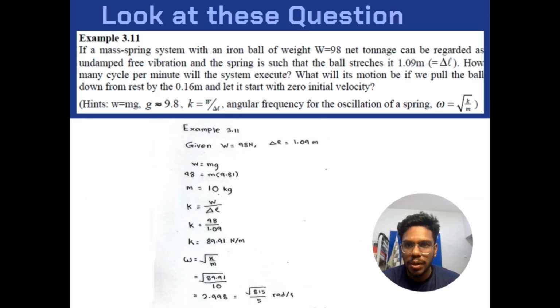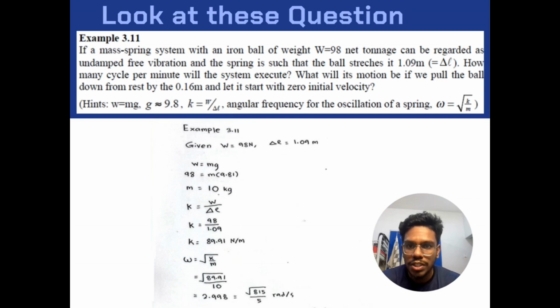So for example 3.11, a mass spring system with an iron ball of weight 98 Newton can be regarded as undamped in free vibration, and the spring is such that the ball stretches it 1.09 meter. How many cycles per minute will the system execute? What will be its motion if we pull the ball down from rest by 0.16 meter and let it start with zero initial velocity? First of all, we know the weight is 98 Newton, so we have to find the mass. 98 equals mass times 9.81, so the mass is 10 kilograms.